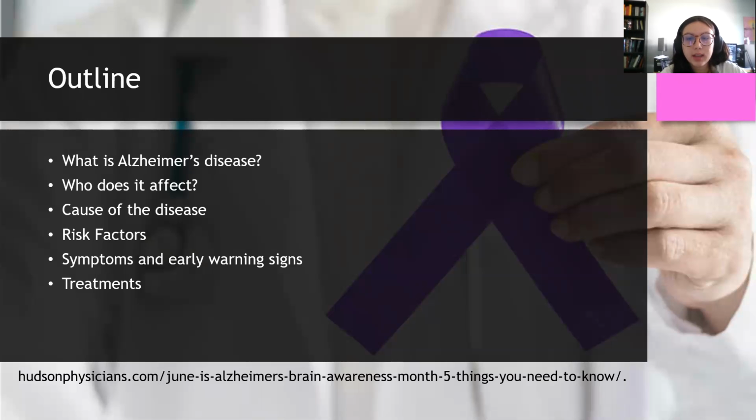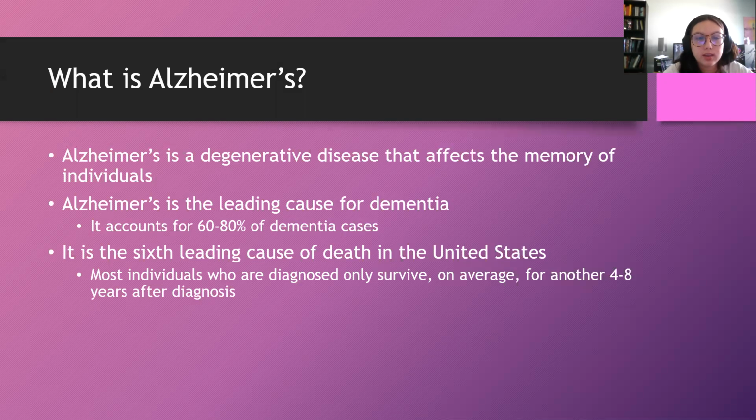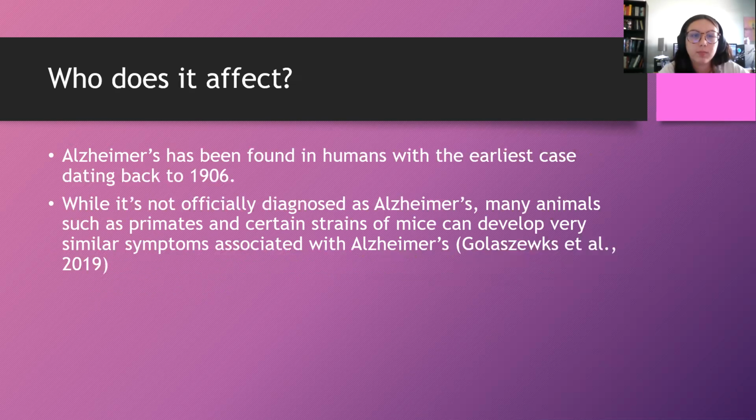This is just a general outline of what I'm going to be going over today. So what is Alzheimer's? It is a degenerative disease that affects the memory of individuals. It's the leading cause of dementia, and it accounts for 60 to 80% of dementia cases. Due to the severity of the disease, it's the sixth leading cause of death in the United States. And on average, people only last another 4 to 8 years after their diagnosis.